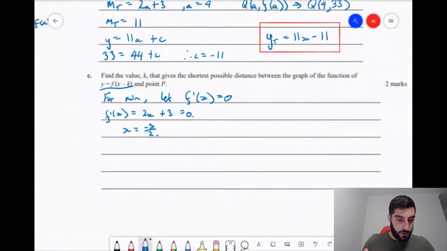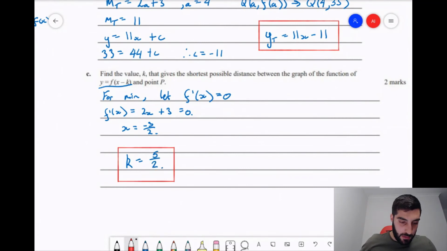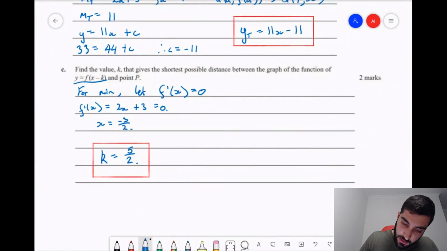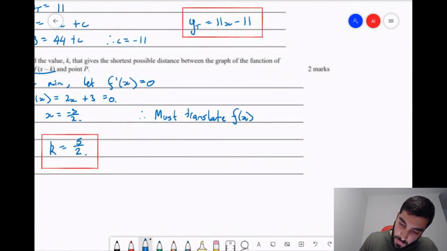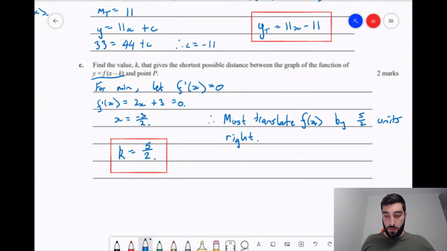If I just finish off my workings, I could say k is equal to 5 on 2. Put that in the box. But maybe I want to say at this line, therefore we must translate the function f of x by 5 on 2 units. Something like that, just so it's nice and clear what we're doing there.